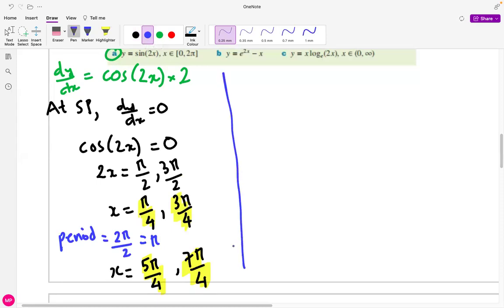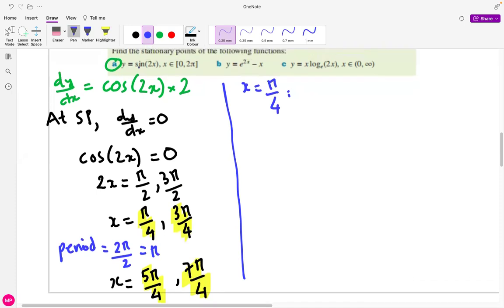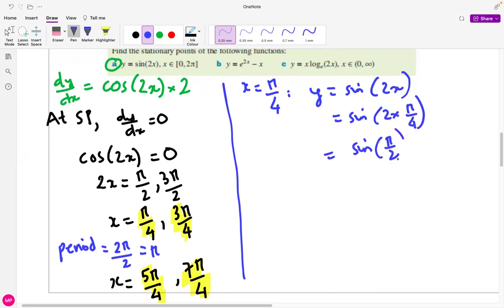So you're going to do this for each of them to get the y value. Let's start with x equals pi on 4. Now, sub back into the original equation, which is y equals sin of 2x. I substitute pi on 4 in, so sin of 2 times pi on 4. That gives me sin of pi on 2, and sin of pi on 2 equals 1. So my first stationary point is pi on 4, comma 1. I don't know if it's a maximum or a minimum yet, because what I know is it's one of the stationary points.